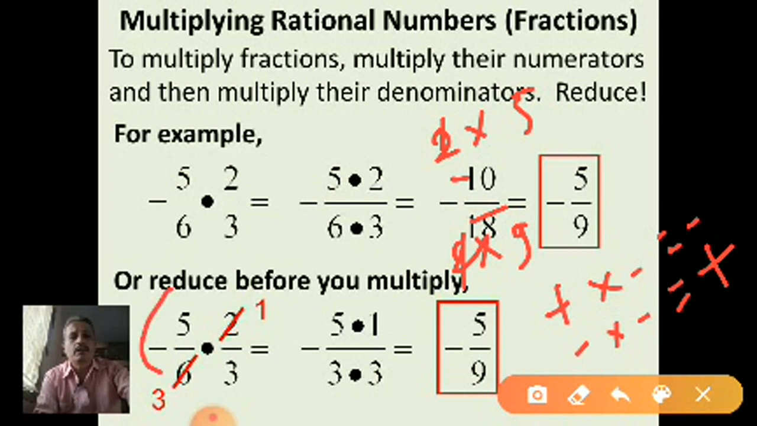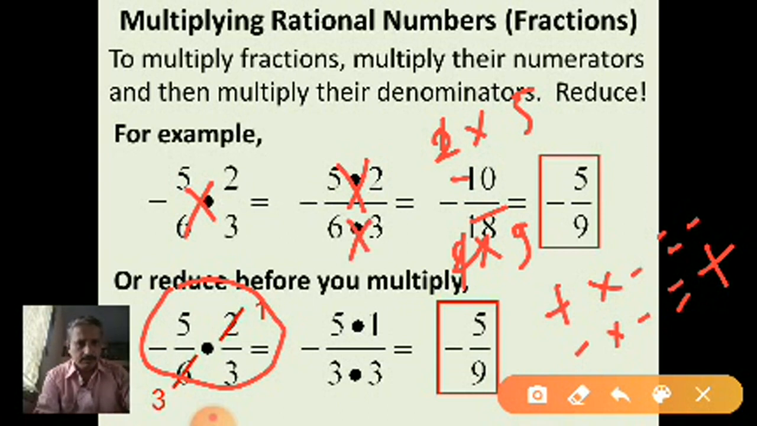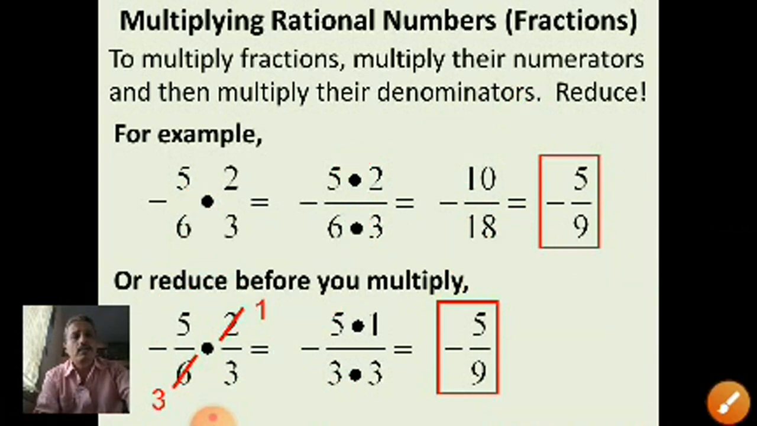Here is the number. Our number is this one: minus 5 upon 6 multiplied by 2 upon 3. Students, don't be afraid. This dot is showing the multiplication sign. This dark dot is showing the multiplication sign. Okay. So here 2 ones are 2, 2 threes are 6. So now 5 ones are 5 and 3 threes are 9. This answer and this answer remain the same. Good.